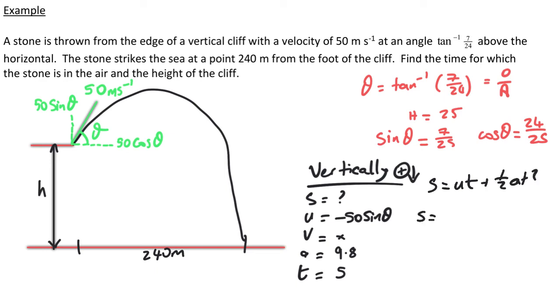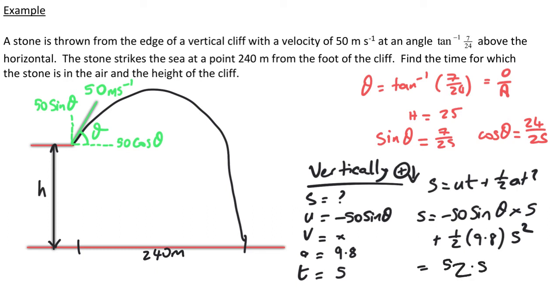So s then is going to equal minus 50 sin theta times time, which is 5, plus a half of 9.8 times 5 squared. We know the sine of theta is 7 over 25, so we can substitute that in, and we get a height of 52.5 meters.